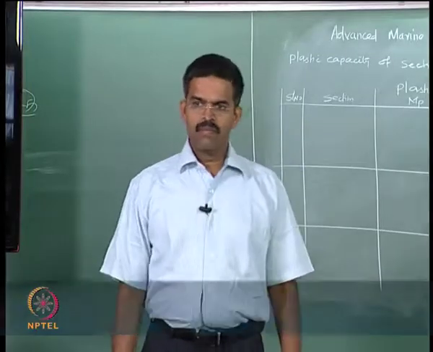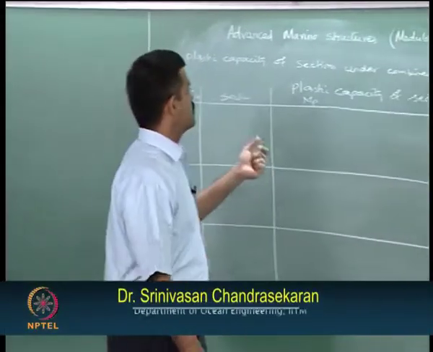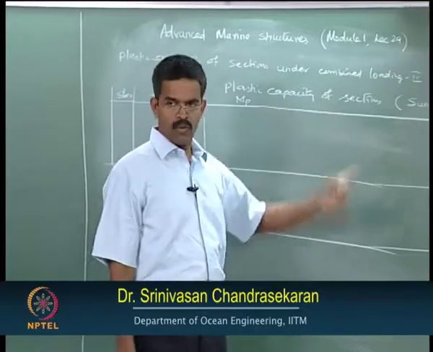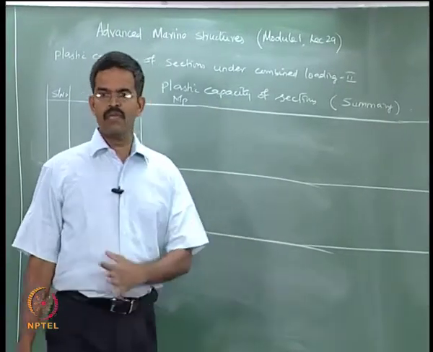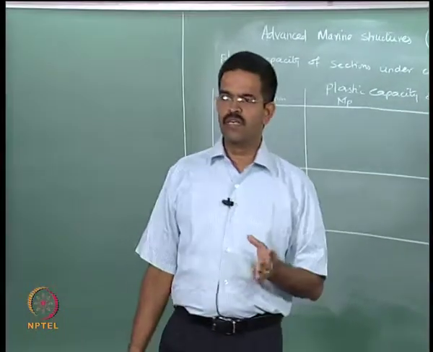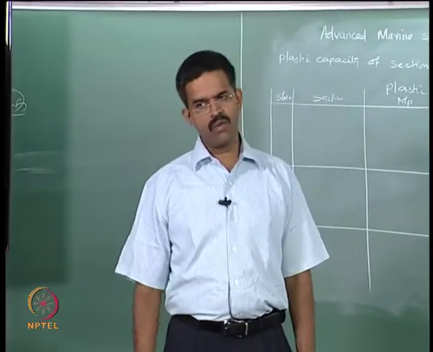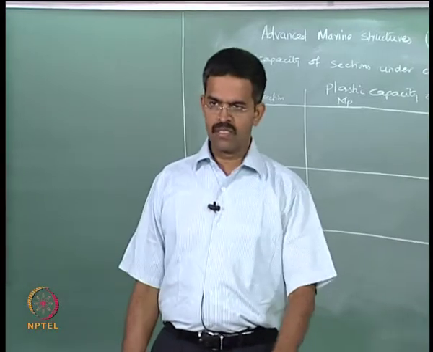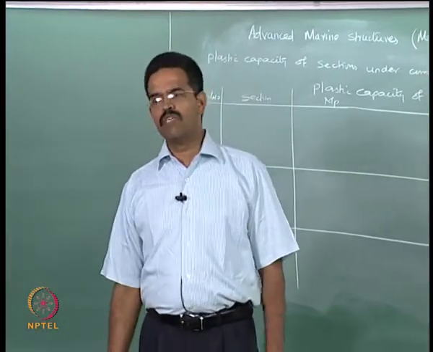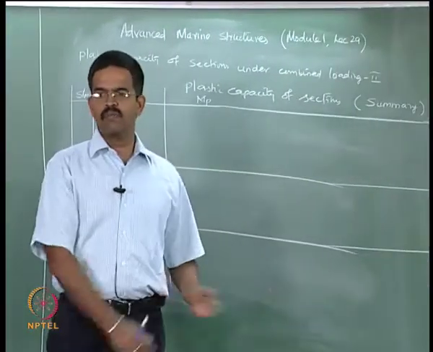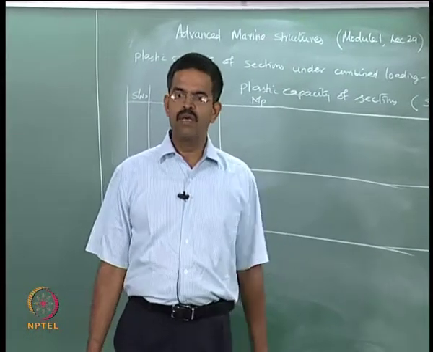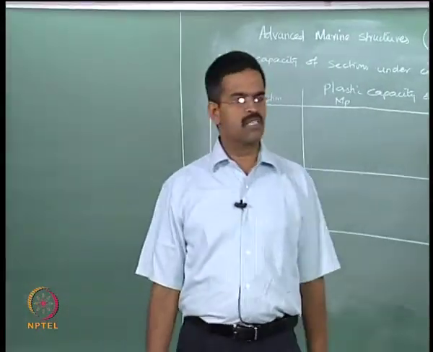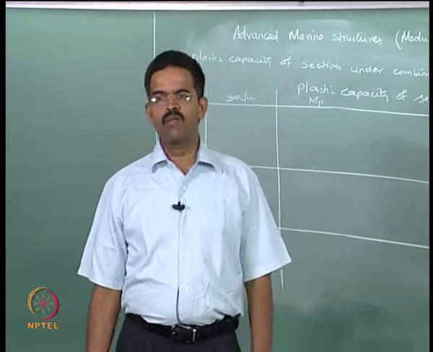So in this lecture we will discuss the plastic capacity of sections estimated based on the combined loading. In the last lecture we understood the necessity of understanding the compact limit in a given section, and how to establish whether the section is compact or not. If the section is established to be within the compact limit, then we need not consider the buckling effect in the analysis, and one can straight away find the failure by yielding.